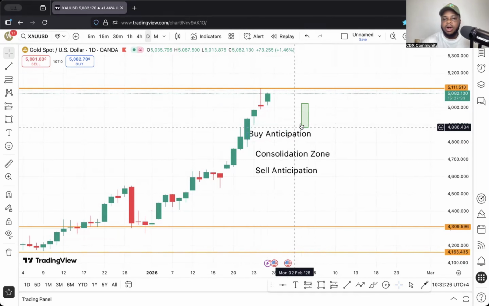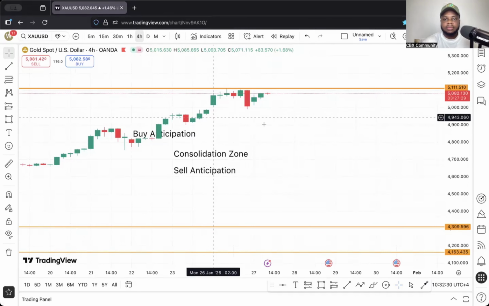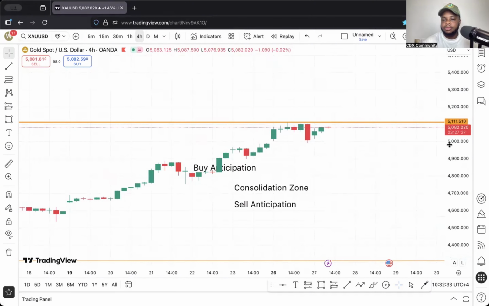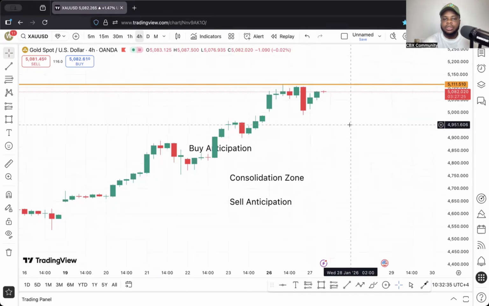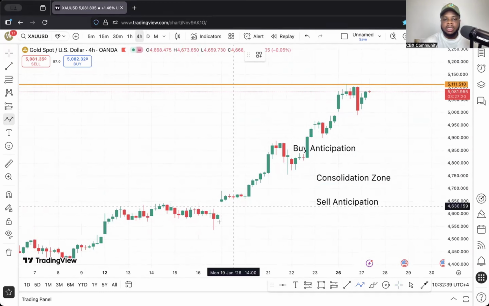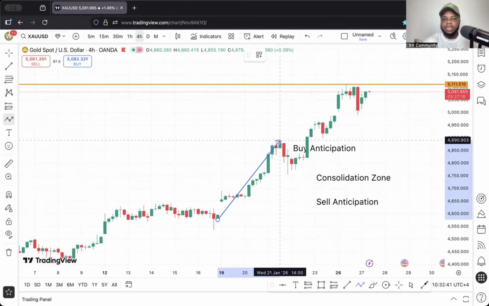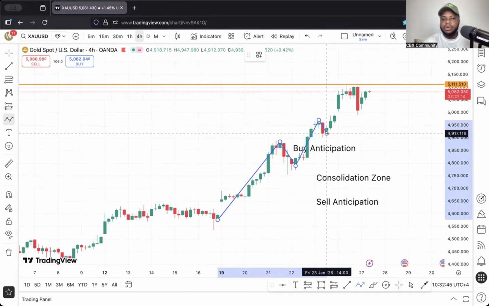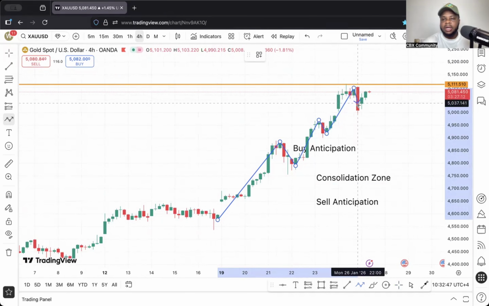So let's go to the 4 hours. Looking at the condition of the 4 hours, like I explained, the movement of an uptrend is higher high, higher low, higher high, higher low, higher high, and a higher low. So we are anticipating a bullish candle to break this all-time high for it to continue to go up.